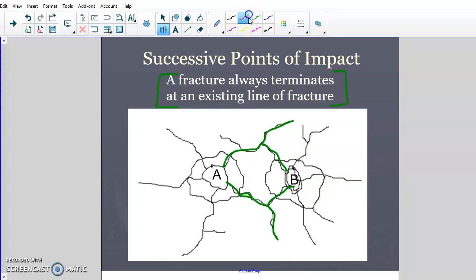So there's 2 points, one's right here and one's right here, that both show that this was the first shot and this was the second shot over here. Because a fracture always terminates where there's already an existing line of fracture there. So it goes, and when it hits one that's already there, it stops going. So you can tell that A came before B.